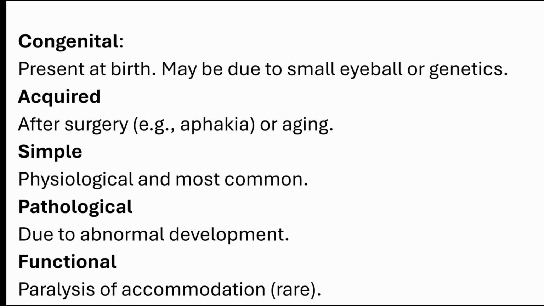And here the types based on cause or development. First one is congenital. It is present at birth, maybe due to a small eyeball or genetics. Acquired is after surgery, like aphakia. Simple is physiological and the most common one. Pathological is due to abnormal development. In functional, there is paralysis of accommodation and it is mostly rare.